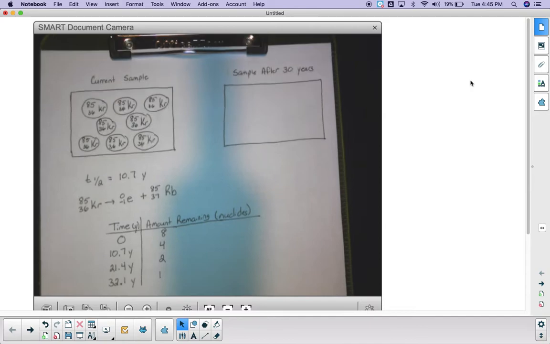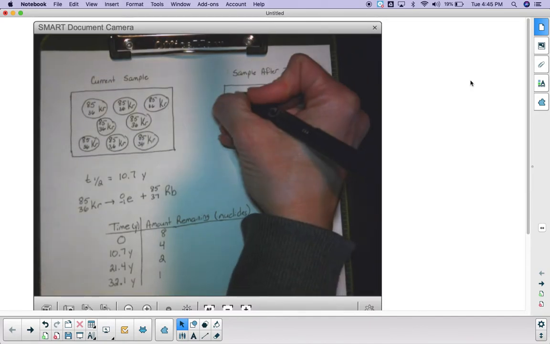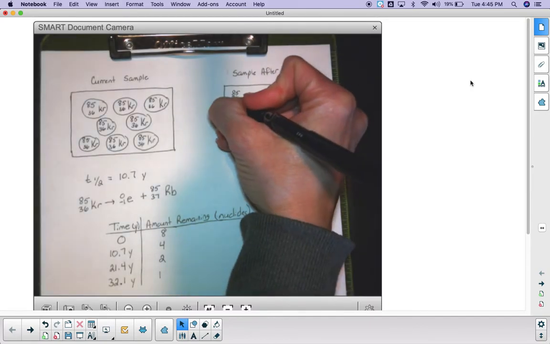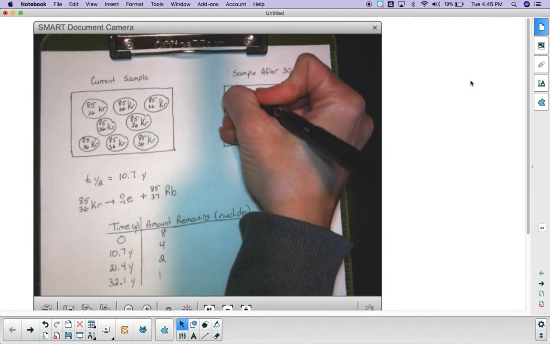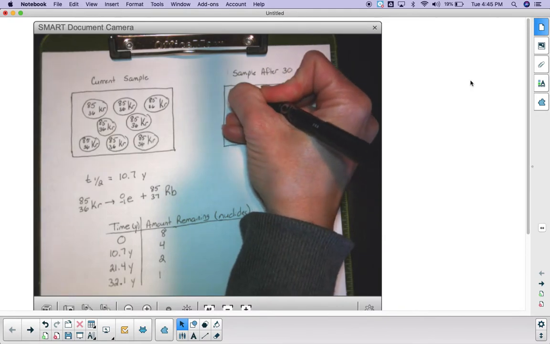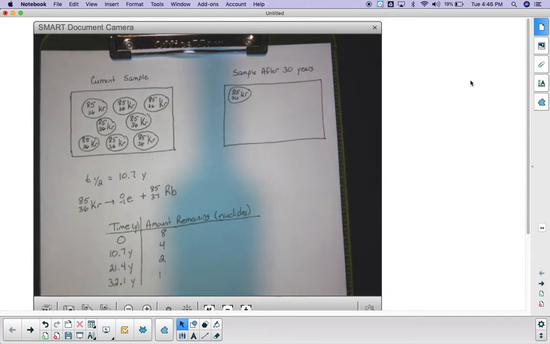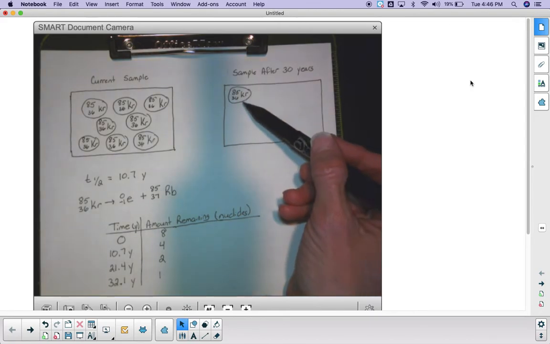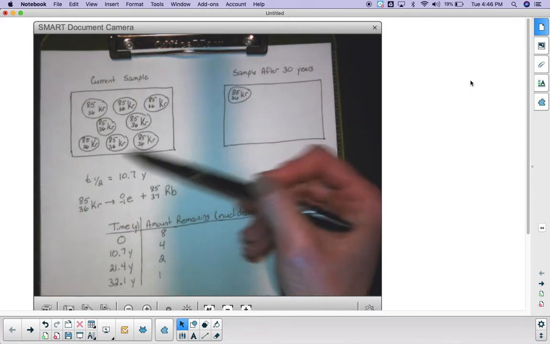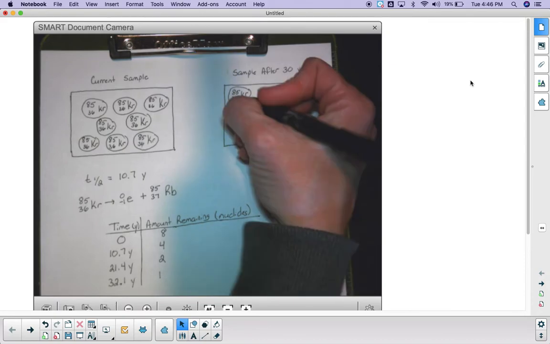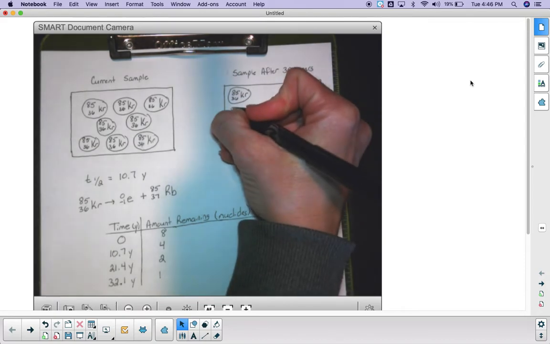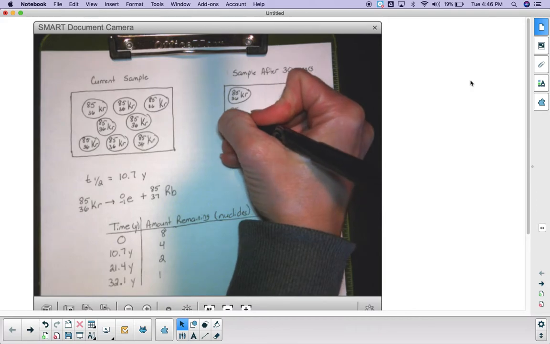So up here in my sample after 30 years, I'm going to have one of my kryptons left. But as we learned, in radioactive decay, you don't actually lose any nuclides. You have the same number of nuclides as what you start, you just change the identity of them. So in addition to the krypton that's left, for every one of the remaining 7 that underwent radioactive decay, you've got a rubidium in here. 85, 37, rubidium.